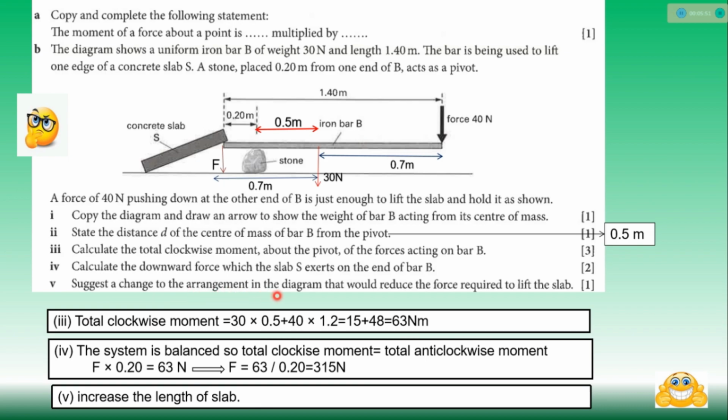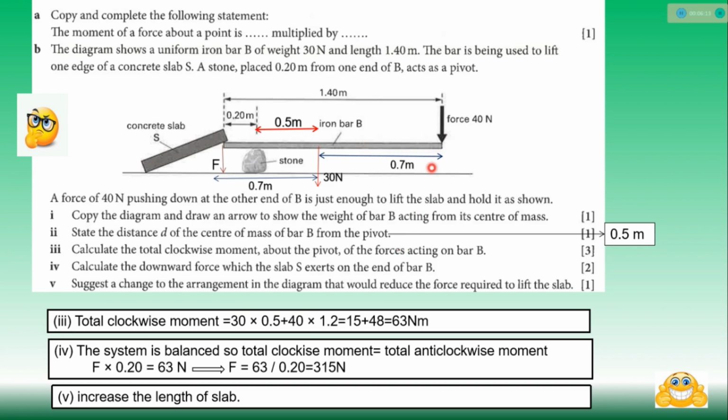Suggest a change to the arrangement in the diagram that would reduce the force required to lift the slab. Increase the length of the bar, as the moment is force multiplied by distance. So if you want to increase the moment, you have to increase the length.